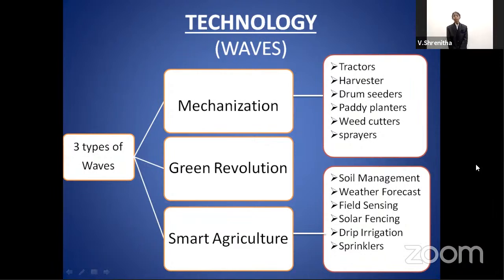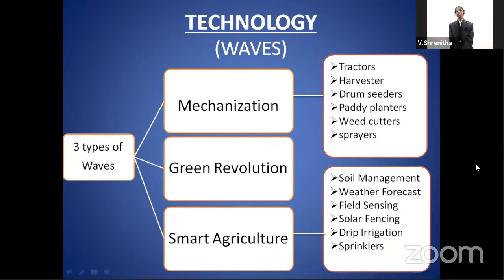In this first wave, there are many different types of small, simple machines like tractors, harvesters, drum seeders, paddy planters, weed cutters, and sprayers. In the second wave, we had the green revolution. In this green revolution, scientists introduced many high-yielding varieties. And in the third wave, we had very smart agriculture, which made our farming very smart and easy. Okay, now let us look clearly at the first wave, that is mechanization.